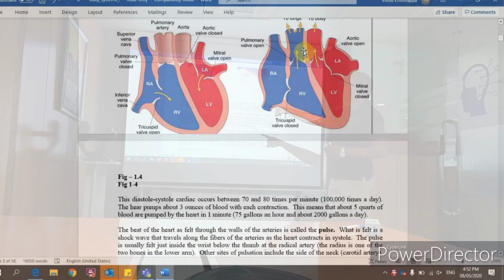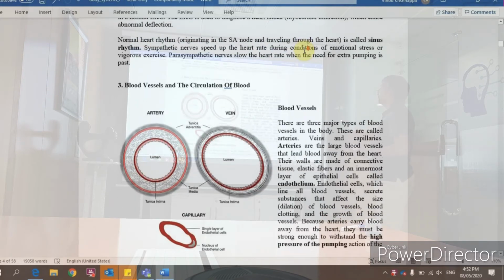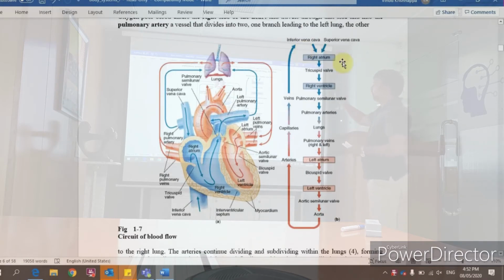If you see, the superior vena cava and everything was explained to you. SA node, AV node, then the bundle of His, left branch, right branch, Purkinje fibers was explained to you. Go down, scroll down. Blood vessels explained. Hold on. This is a flow diagram which I explained to you again. I'll repeat: inferior vena cava, then superior vena cava with a diagram, then it goes into the right atrium, then from the right atrium, the tricuspid valve will open, and it goes into the right ventricle.